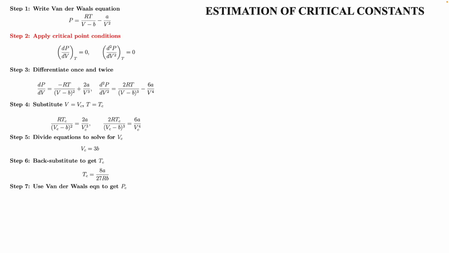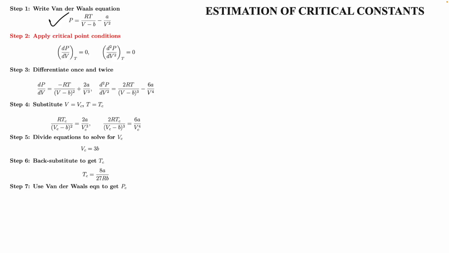So now that we got that, use the van der Waals equation to get Pc. You can substitute in any of these equations to get Pc. So we have back substituted to get Tc, and in order to get Pc, we have to use the van der Waals equation. So which is the van der Waals equation? The first equation, this one. P is equal to RT by (V minus B) minus A by V square.